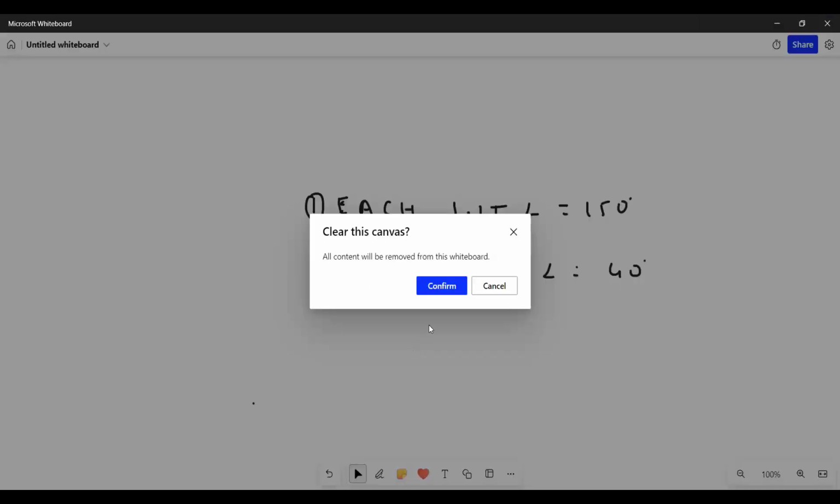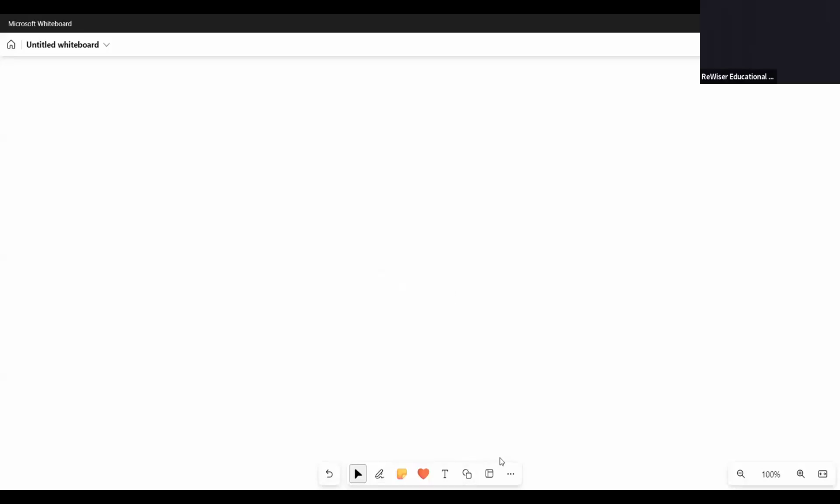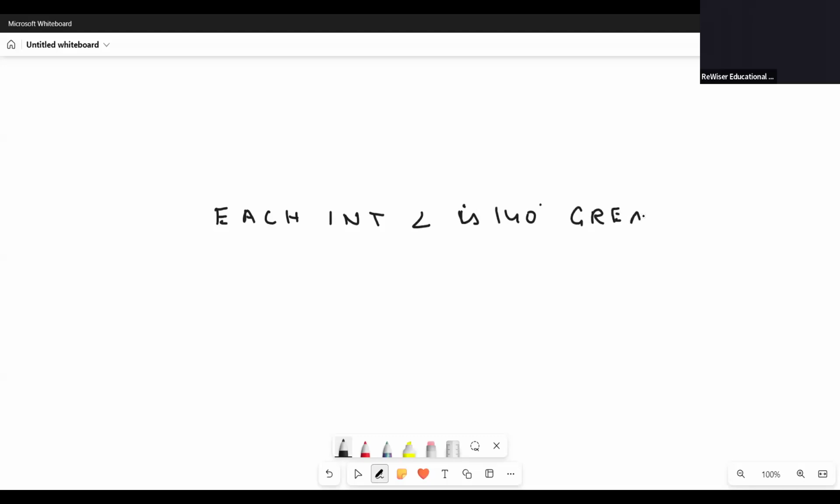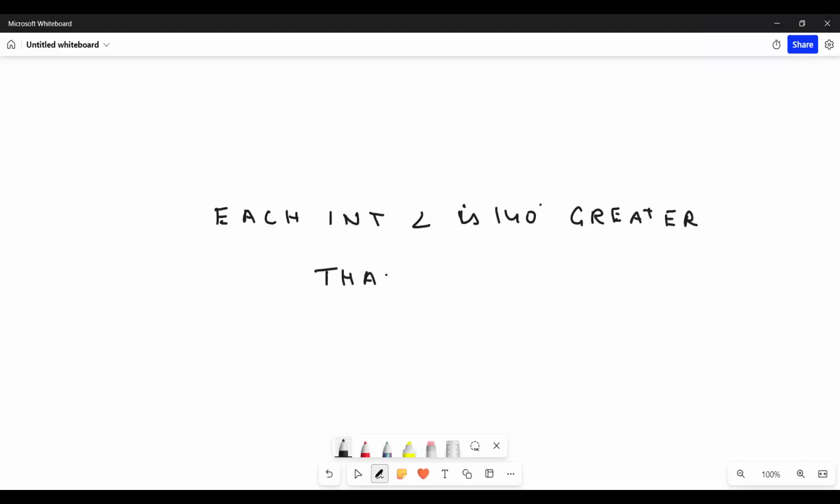Yeah. Now, let's place one more for you. So listen carefully. In each regular polygon, each interior angle is 140 degrees greater than each exterior angle, right? Yes. I'll repeat myself and write down the information here. It says that each interior angle is 140 degrees greater than each exterior angle, right?